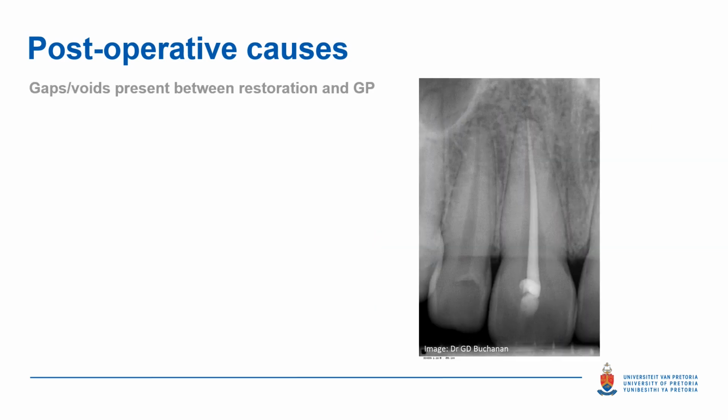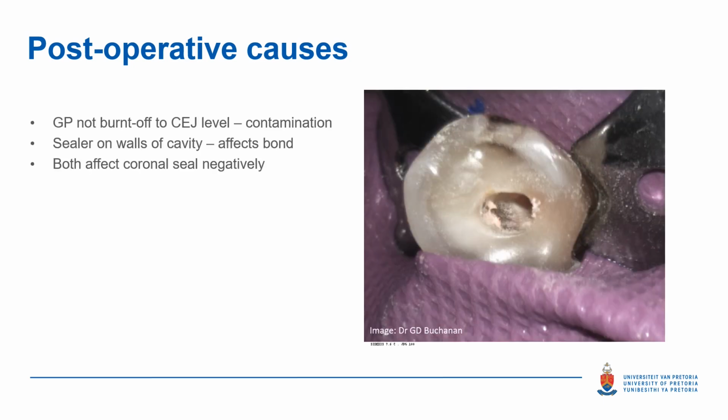Gaps or voids present between the restoration and the GP leave dead spaces, and any sort of gaps or voids can harbor bacteria or irritants. So we want to try and keep gaps or voids to a minimum, and that's why we try to do nice dense obturations. And we'll talk about that in the advanced obturation lecture in a bit more detail.